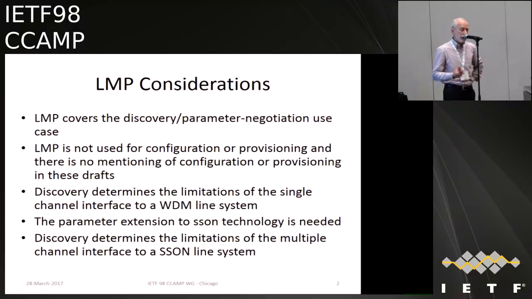The considerations for these two drafts are related to implementing the LMP protocol and defining all the parameters that an interface located on the client can share with the network. LMP is not going to be used to do any kind of provisioning. It's just a declaration of the interface characteristics. The second draft we are presenting also extends the parameters to support SSON interfaces.